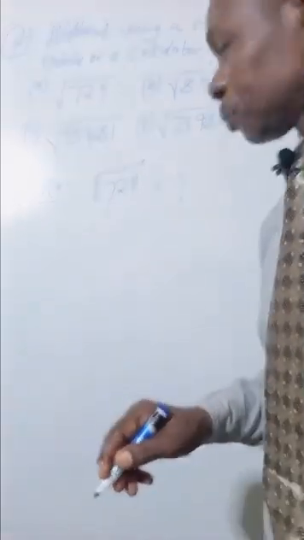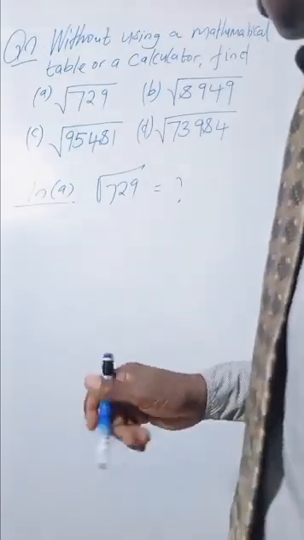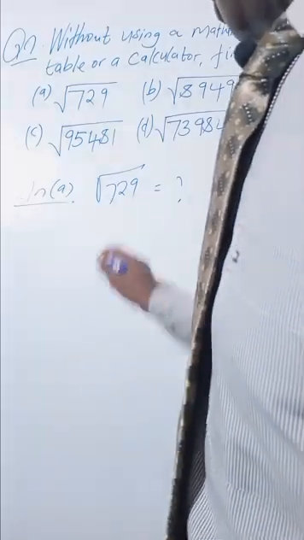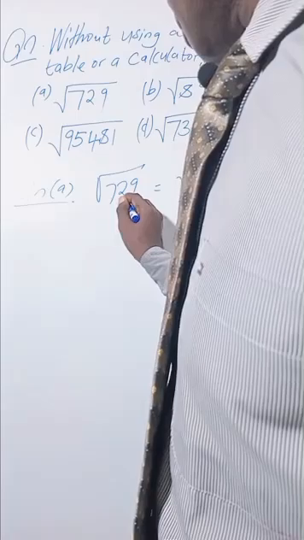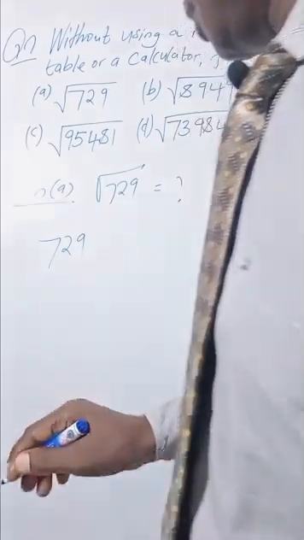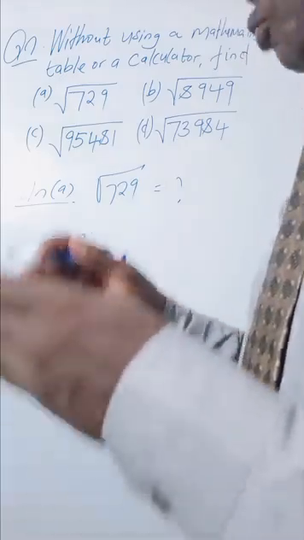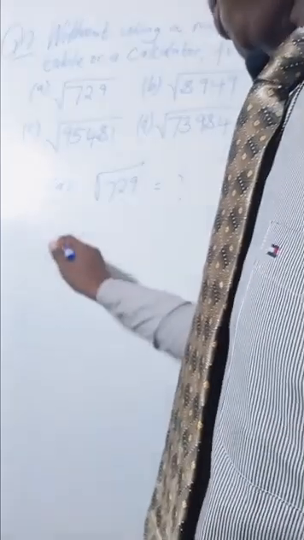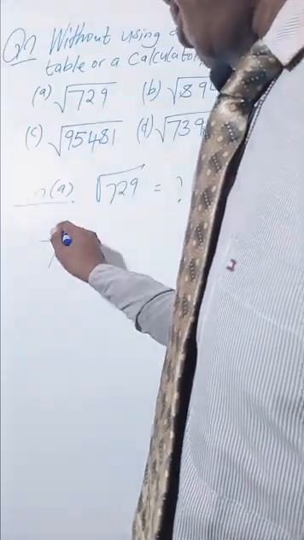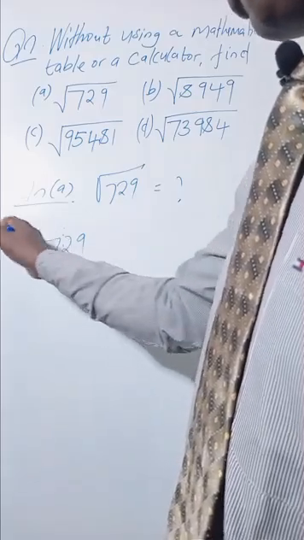This is what you're supposed to do. How do you go about this? When you're told to find the square root without using the mathematical table or calculator, the general method, what you do in your solution is you write this 729. Then you mark off the digits in groups of 2, 2 from right. If I had more digits, then I would continue marking off in groups of 2 up to the end.